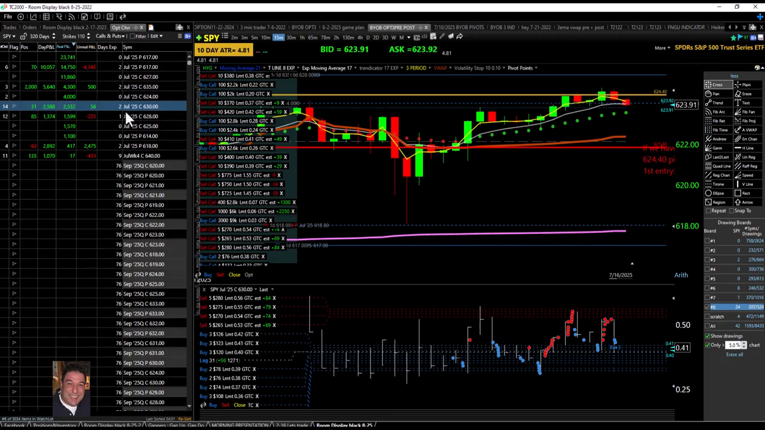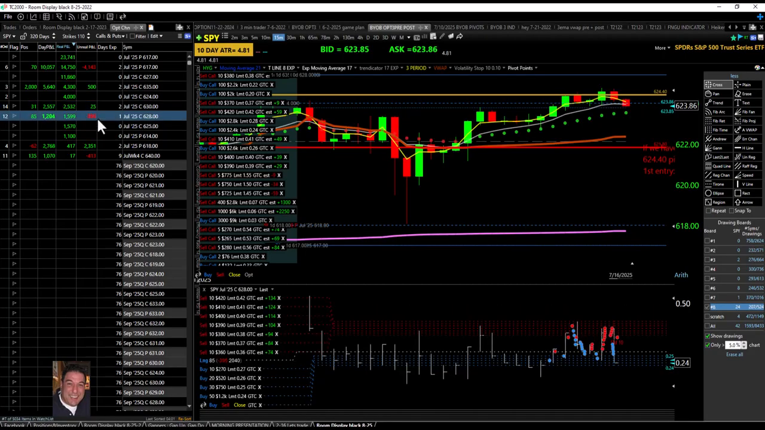All right, 630, 2 days till expiration calls. 2,500 on those. Again, I'm buying the lows of the candle and selling the highs, making sure I still have that 10-minute uptrend intact. I'm watching the 10-minute uptrend, up over VWAP, and I'm buying the lows of the candles and selling the peaks. 628 calls, 1 day till expiration.